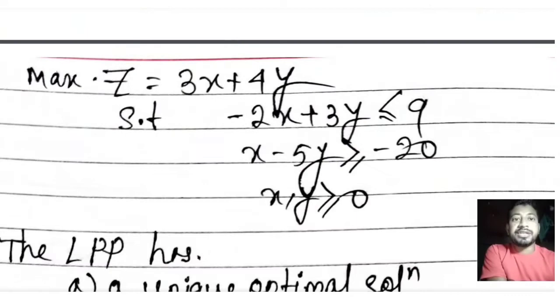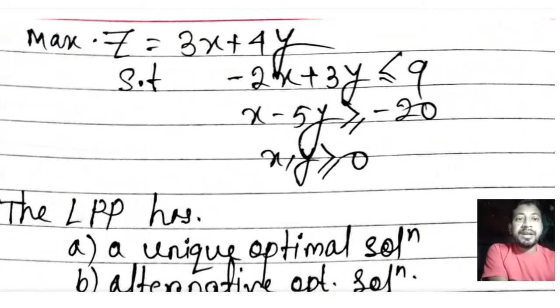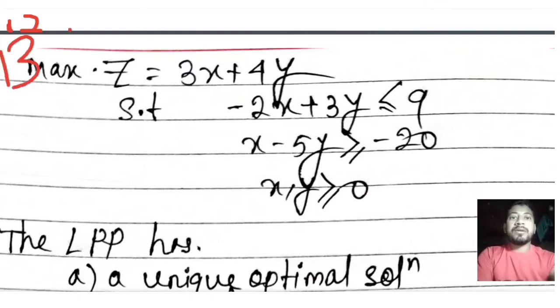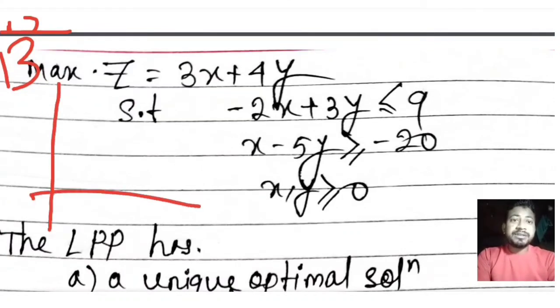Now go to question number 13. Maximize z equals 3x plus 4y such that minus 2x plus 3y is less than or equal to 9, x minus 5y is greater than or equal to minus 20. So try to draw the picture.